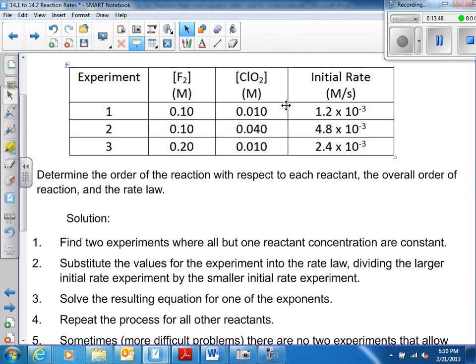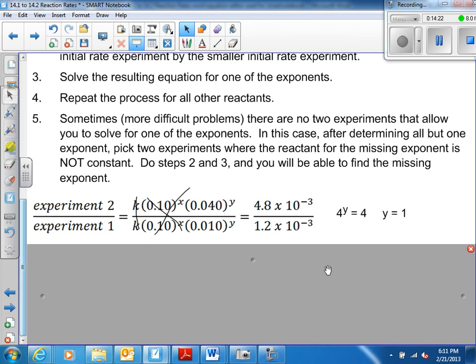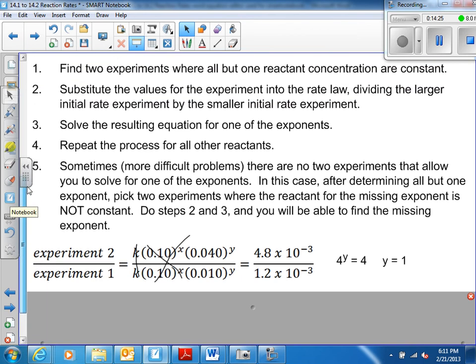Okay, so now we have to do this for chlorine dioxide. I'm about to tell you how to do it. If you want to pause and just do this next one yourself, you can. But here we go. Notice experiments 3 and 1. Chlorine dioxide stays constant. I want to use the experiment with the larger initial rate in the numerator. You don't have to. It just makes the solution easier. So I'm going to do experiment 3 over experiment 1. And I have the rate will equal k F2 to the x, ClO2 to the y, and I divide it by experiment 1. And this is what it's going to look like.